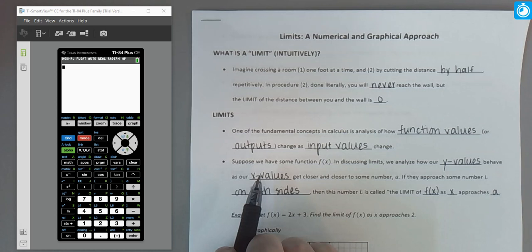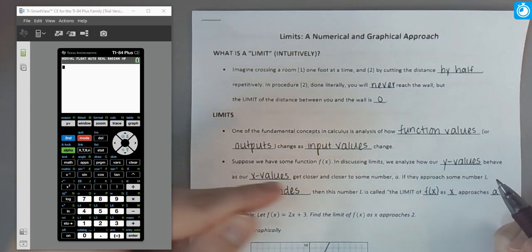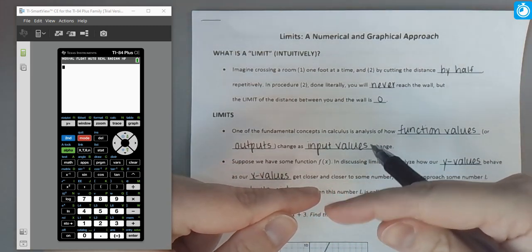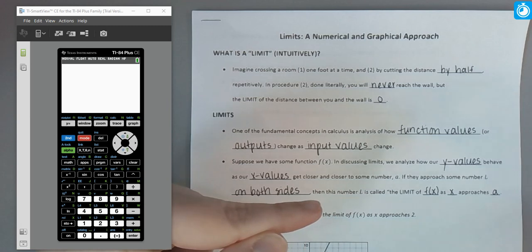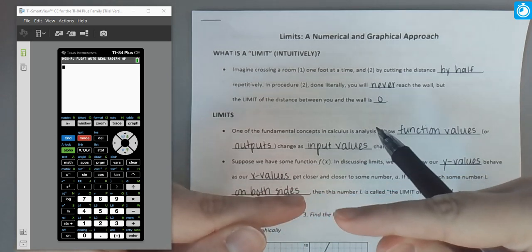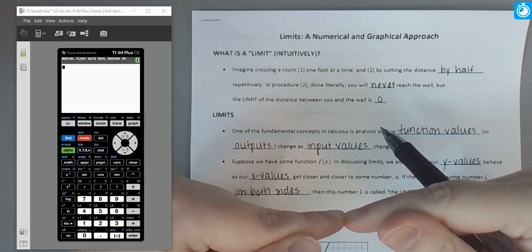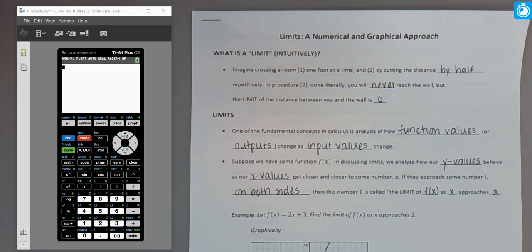So again, the general idea is we're following the x values on our graph, and we're allowing them to approach some number. We're looking to the left, we're looking to the right, and we're allowing our x values to approach some number in the middle from the left and from the right. In analyzing a limit, we're asking the question, as our x values do this, what are the corresponding y values doing? If our y values are also approaching some number from both sides, then this number is what we call the limit of our function, the limit of these y values as our x values behave in this particular way.